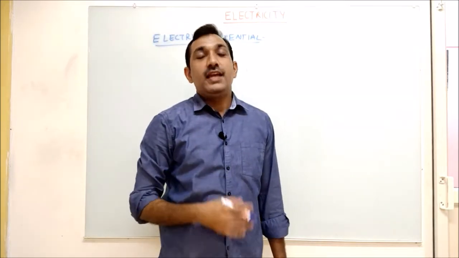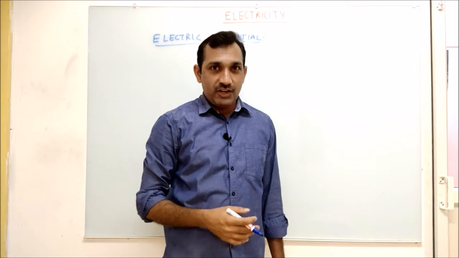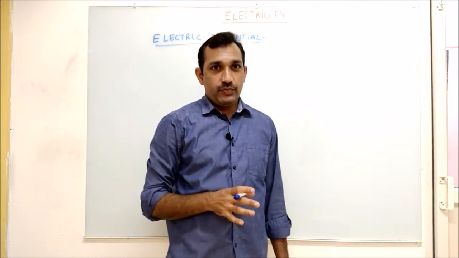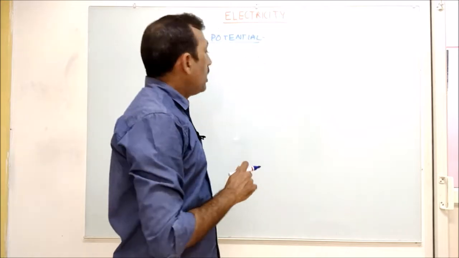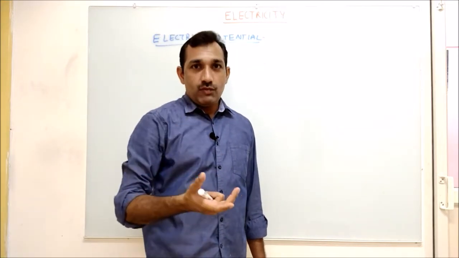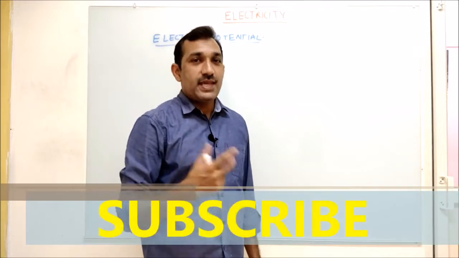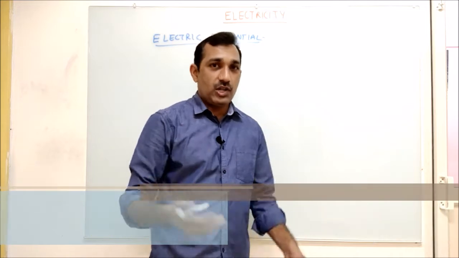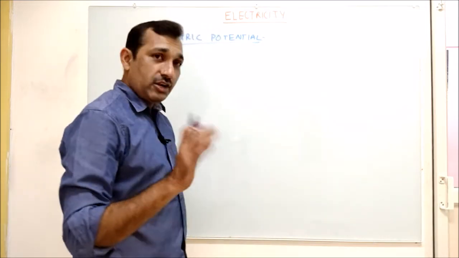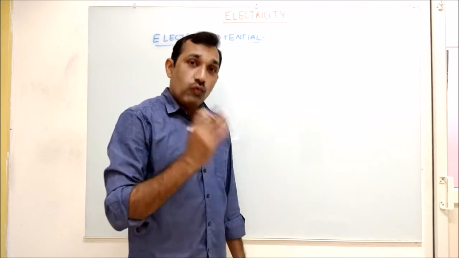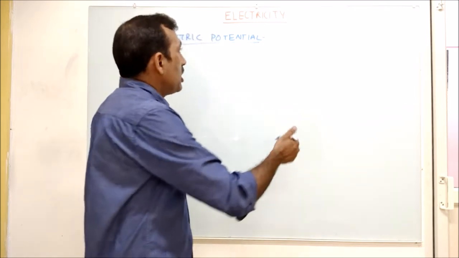Next topic is electric potential. What is electric potential? Electric potential is measured in volt. So whenever you buy a battery, you see that it is 5 volts, 10 volts, 12 volts, whatever it is. That means it is given electric potential difference. We will come to electric potential difference, but we are talking about electric potential. So what is electric potential? Electric potential is work done in moving unit charge.